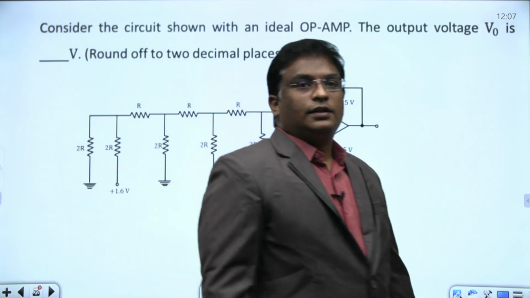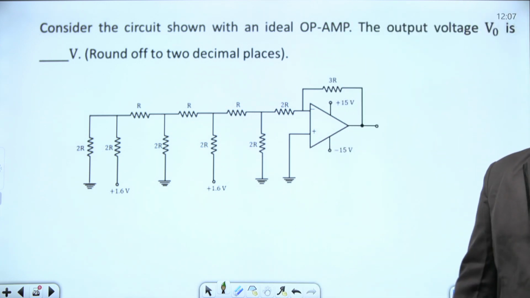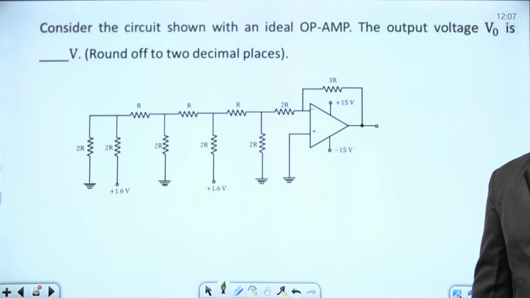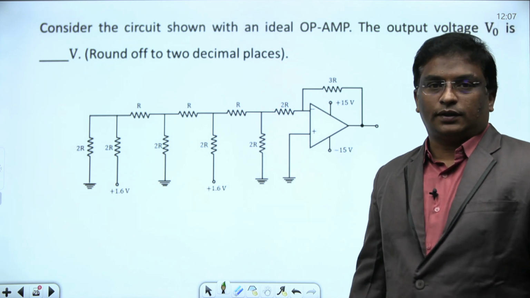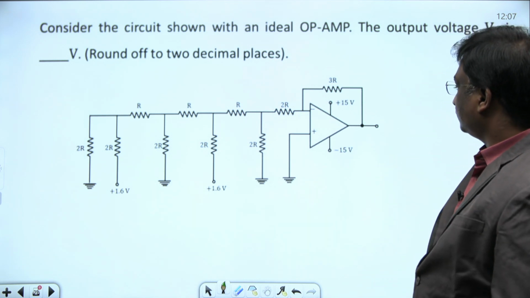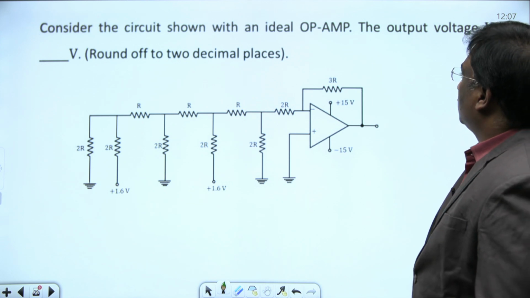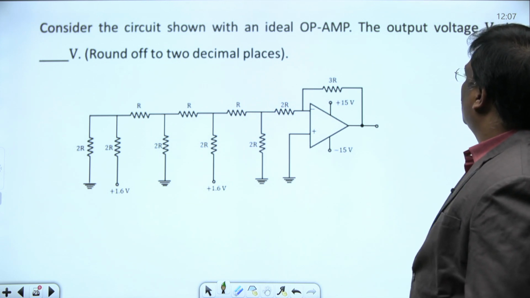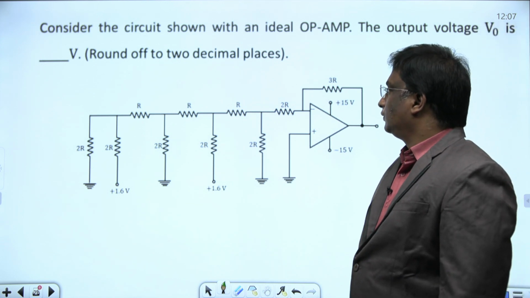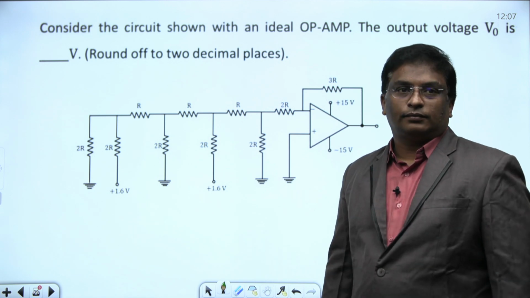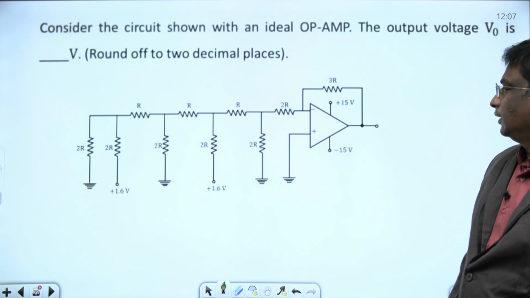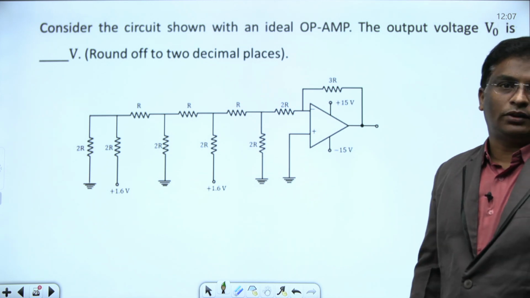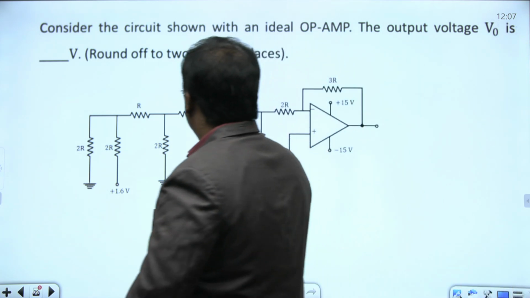Okay. Consider the circuit shown with an ideal op amp. The output voltage V0 is dash, round off to 2 decimal places. Okay, this question came from analog. We can use the principles of networks also here. This is the diagram.